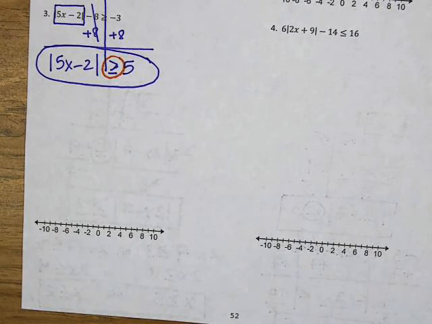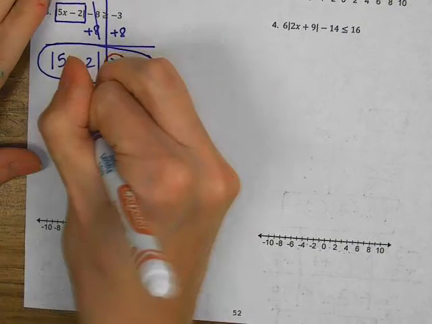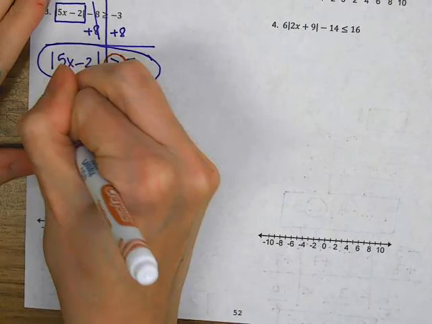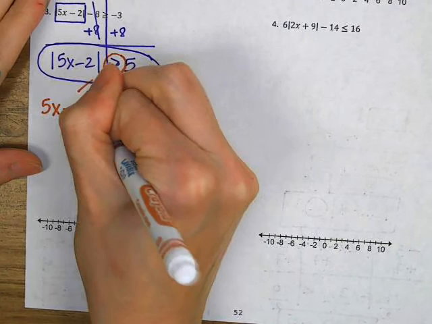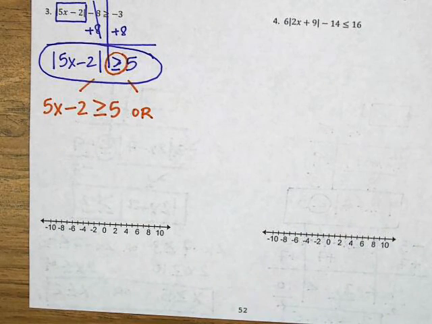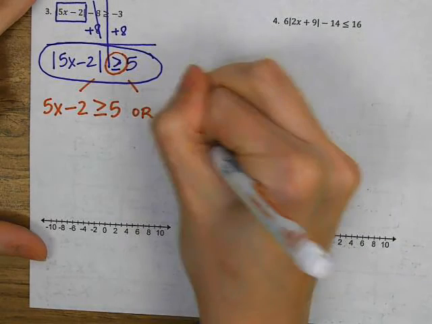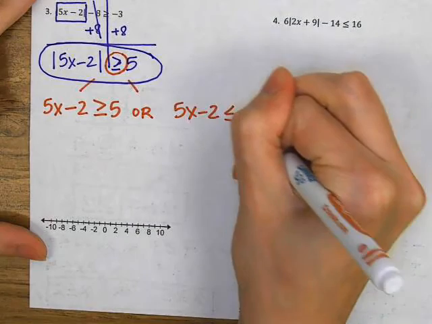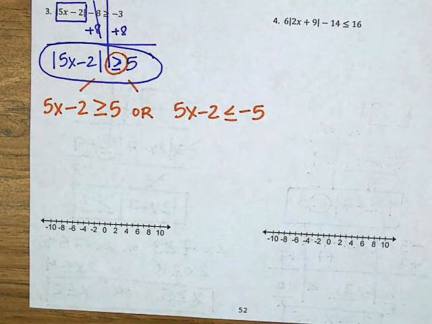So to set up your or, we have 2. The first one is going to be as is. 5x minus 2 is greater than or equal to 5. But the other one, we need to make negative 5 and switch the symbol. 5x minus 2 is less than or equal to negative 5. And then we draw our wall and solve.